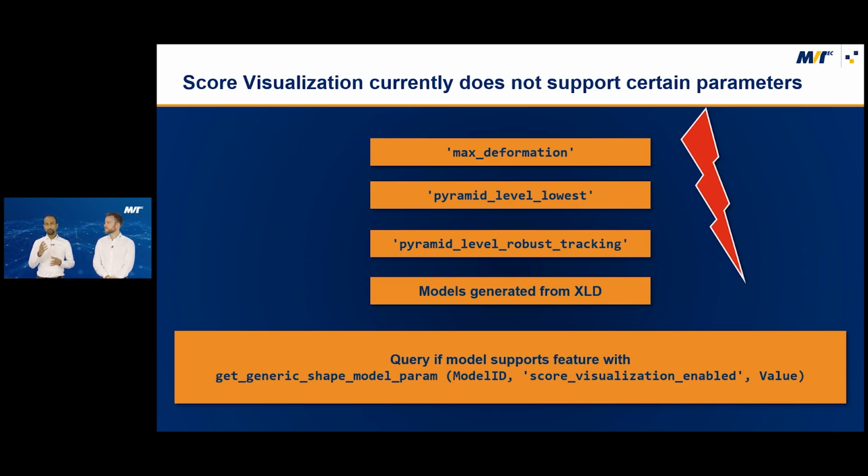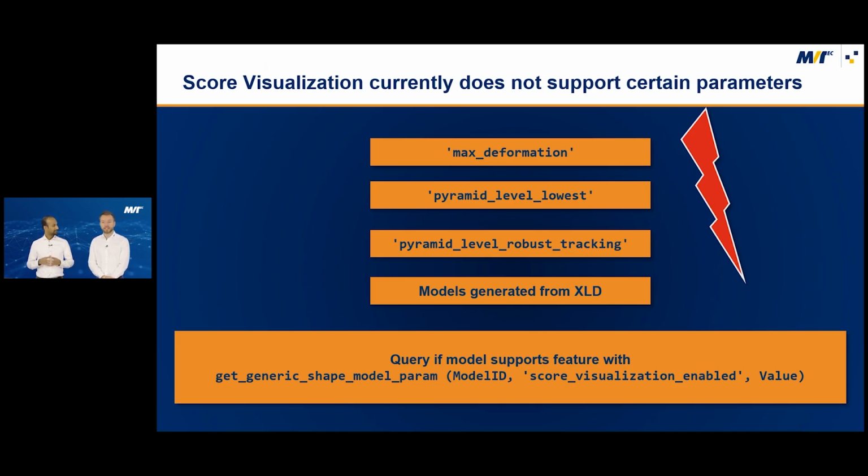Furthermore, if you want to know if your model supports score visualization, there is this parameter called score visualization enabled, and you can use this to see what the value is. Based on the value, you can use score visualization for your model. So this was about shape matching, and we hope that this will really help our customers to see which edges actually contribute to good scores and which edges can be used for training the object itself.